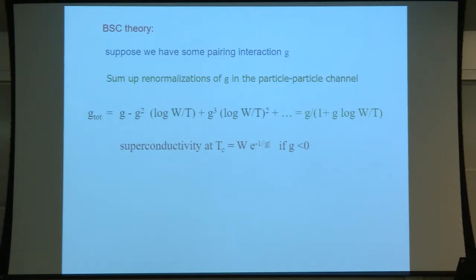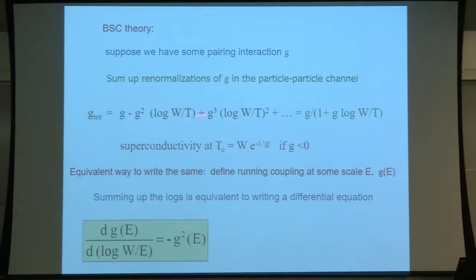And this is the reason why I show you this graph: I can equivalently formulate the same problem in a slightly different way. I can say, let's consider the running interaction at some energy scale E, and integrate over all energies between W and E. Then summing up the logarithms is equivalent to writing and solving this differential equation: dg over d log of energy is equal to minus g squared. It's trivial to solve this differential equation, and you get exactly the same result.